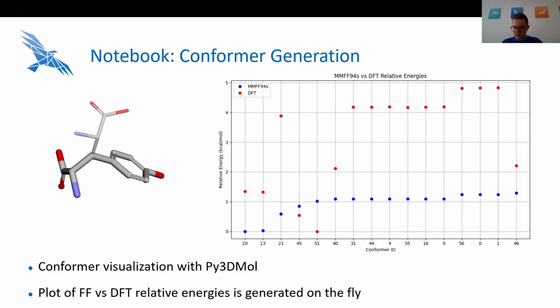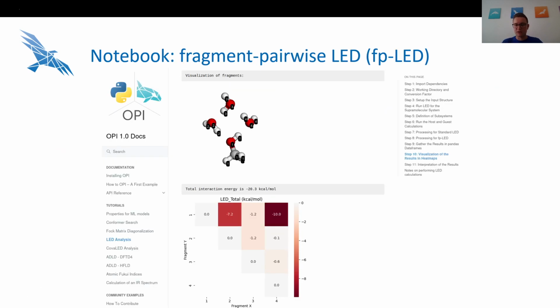And when you change the molecule you use, you can get this plot for your other molecule. We also have a notebook on the local energy decomposition, also in the relatively new fragment pairwise scheme. Here we have a simple example of methanol interacting with 3 water molecules. We assign fragments with the autofragmentator by Nicolas. We have then 4 fragments, 1, 2, 3, 4.